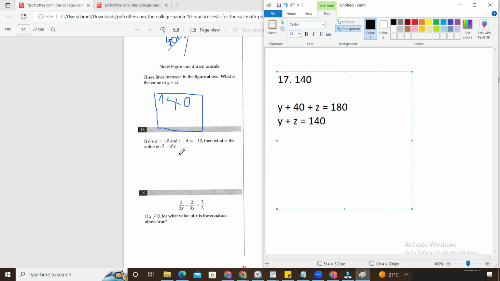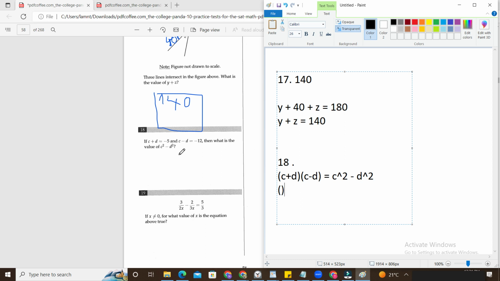Alright, number 18. c plus d is equal to negative 5 and c minus d is equal to negative 12. What is c squared minus d squared? For number 18, we have an identity that says (c plus d) times (c minus d) is equal to c squared minus d squared. You can expand the left side and check it. So let's plug the numbers in.